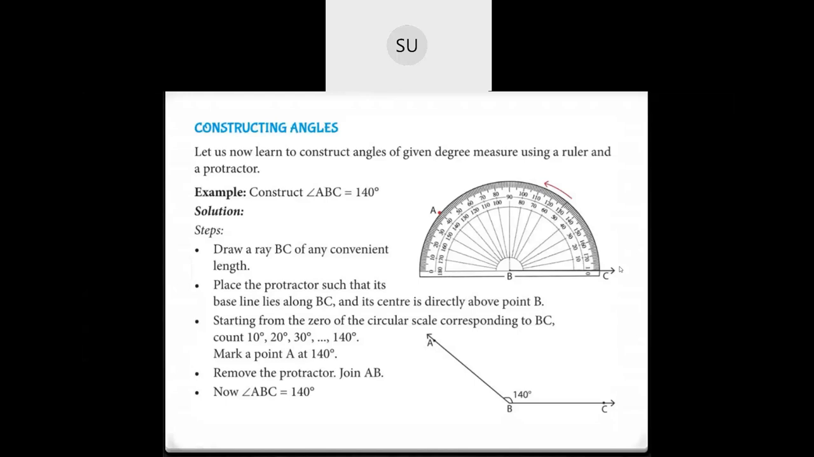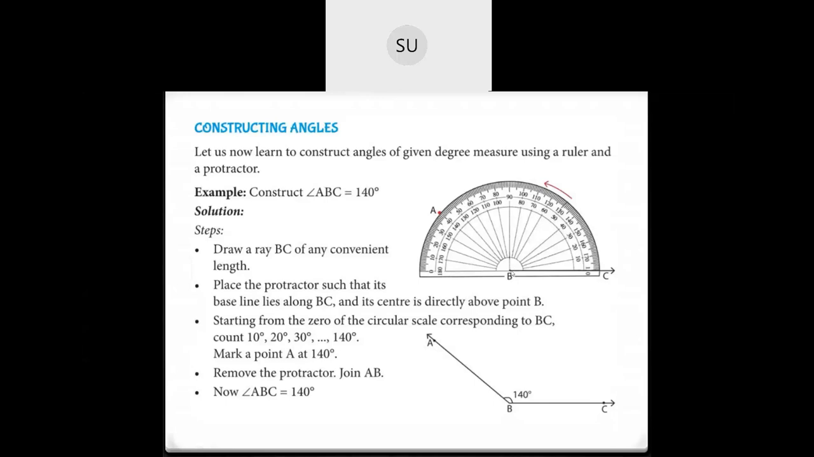After naming it, what will you do? Keep the center of your protractor at point B. Since BC is pointing towards the right, you start counting from the right side of the protractor. So 0, 10, 20, 30. Here we are drawing an angle of 140 degrees, so we'll start from 0. Now 140 degrees is over here, correct?